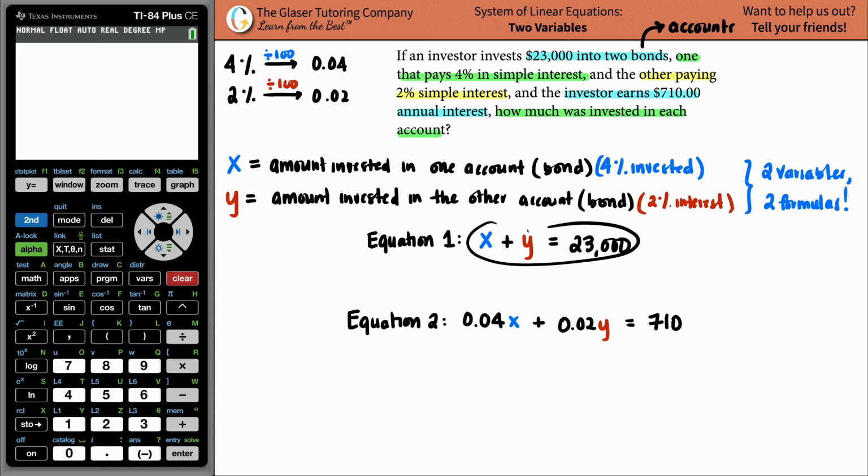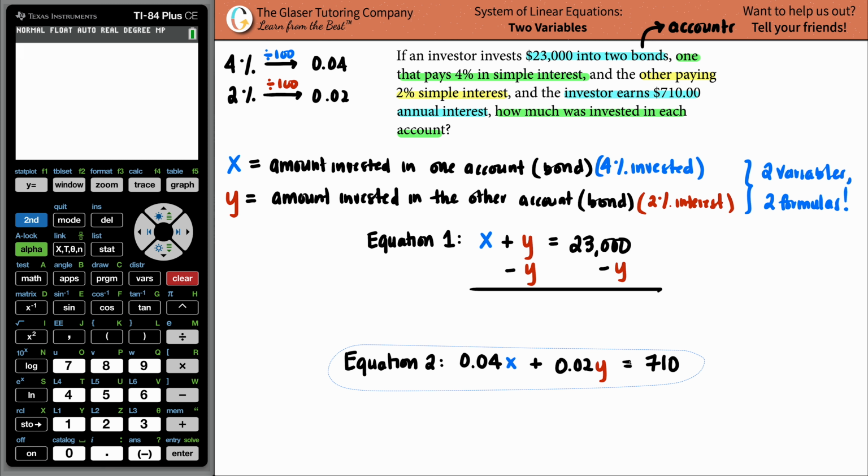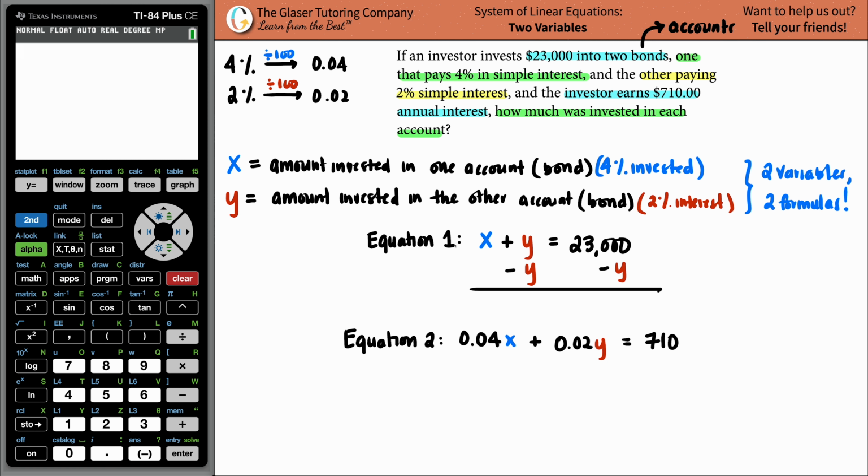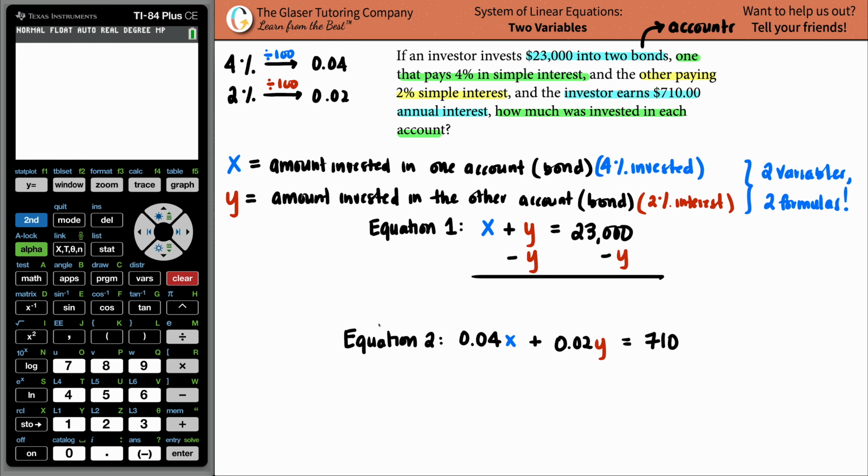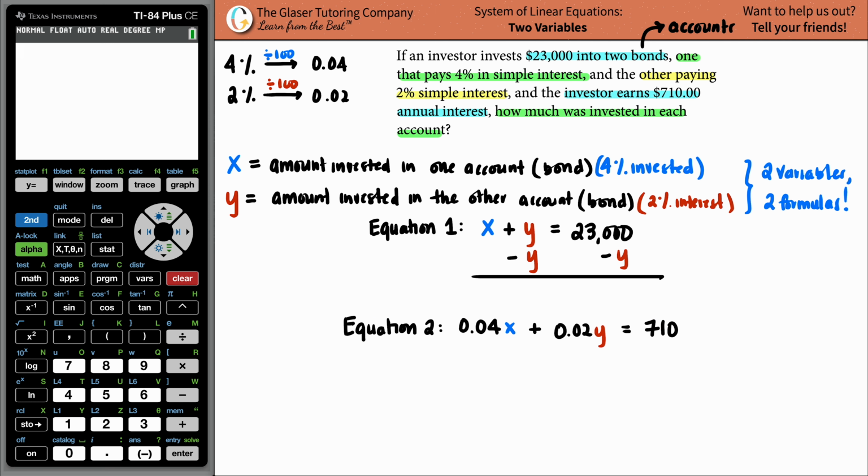I'm going to take my first equation, and maybe since x is here first, I'm going to try to get my equation into x equals. So let's get rid of the y value. So minus y on both sides. And let's put a little line there. And now, we'll drop this down. That's a little bit too much, okay. And maybe we'll just bring this up, there we go. So now we have x equals 23,000 minus the y value.